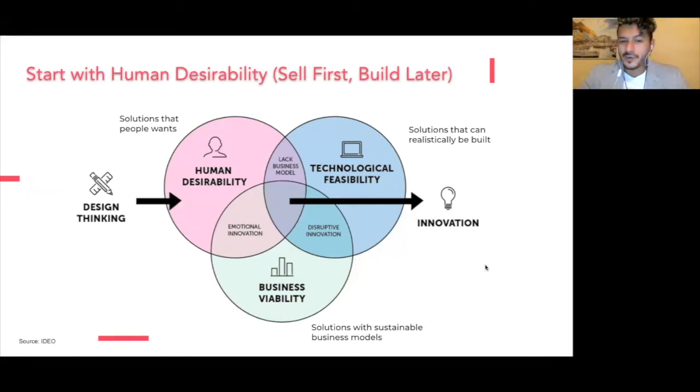You have the three elements. Human desirability: you are building a solution that people want, that someone desires and wants to use. Technological feasibility: solutions that can realistically be built, where you have the technologies available, your capabilities are the right ones to build it, and you have the right skills.